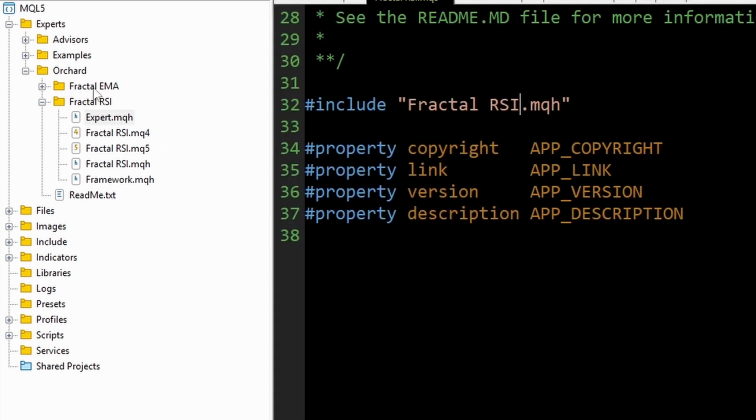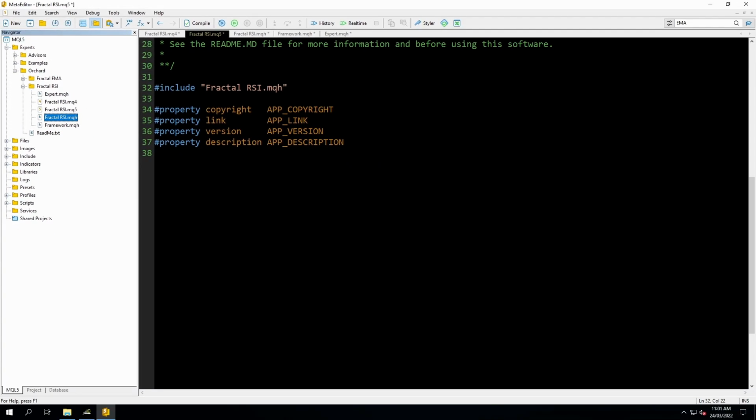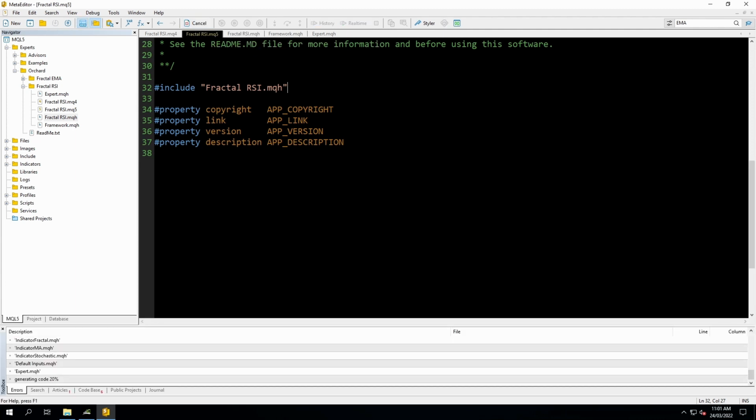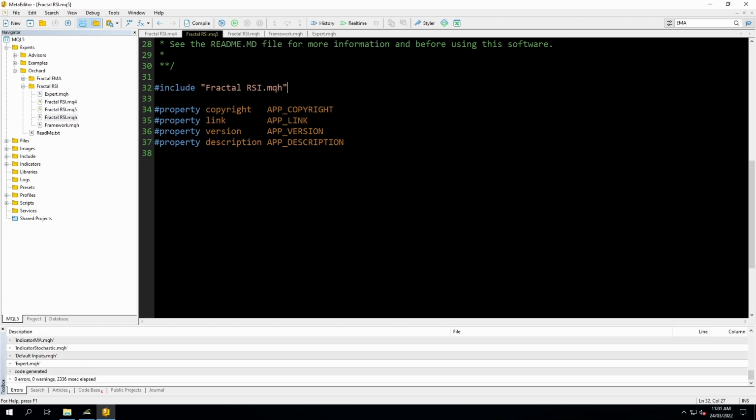Now I've simply taken a copy of the Fractal EMA folder and copied that into this Fractal RSI folder, changed the file names, and inside each of the files I've changed the references to EMA just to RSI, and that's pretty much all I've done so far. I've really just made cosmetic changes to change the names to RSI instead of EMA. The code in here is still for the EMA. I'll just compile this because it should still compile without problems, and that does.